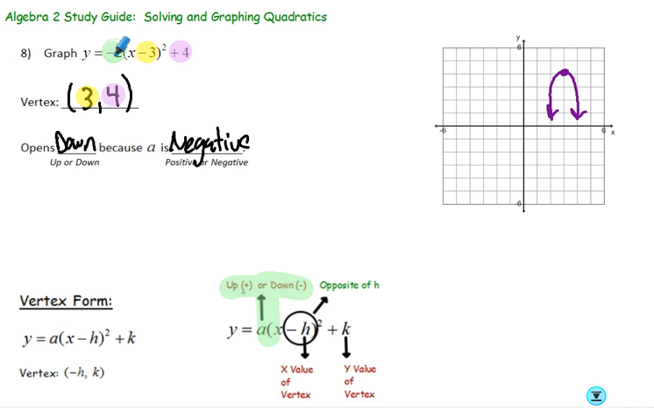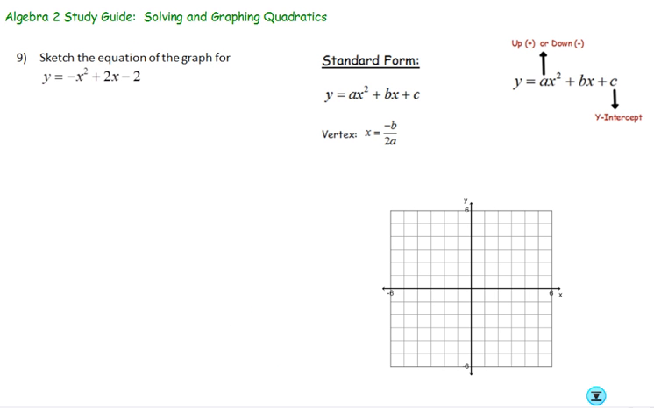All right, well, let's move on to number 9. Almost there. We just have 2 problems left, so flip over to the back side, and we'll take a look at number 9. Number 9 says sketch the graph of the equation y equals x squared plus 2x minus 2.